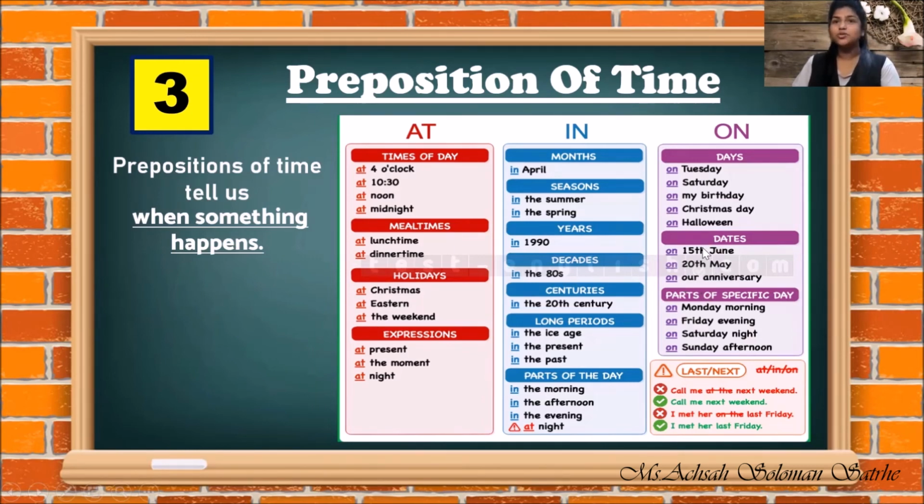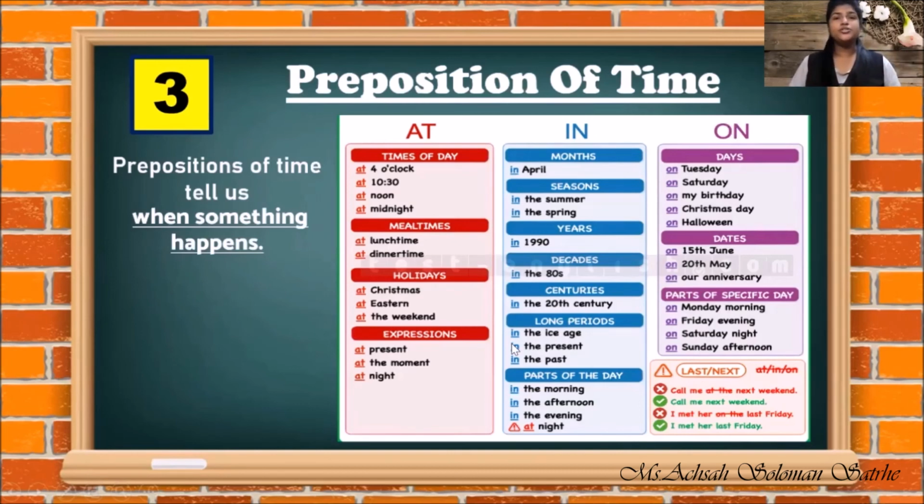So the next one, on 20th May. The dates also will follow on. So we'll have on 15th June, on 20th May, on our anniversary. Then parts of a specific day. On Monday morning, you're talking specifically about Monday's morning, Monday's night, something like that. For example, on Friday evening, on Saturday night, on Sunday afternoon. Clear? So at, in, and on will be used during these times.